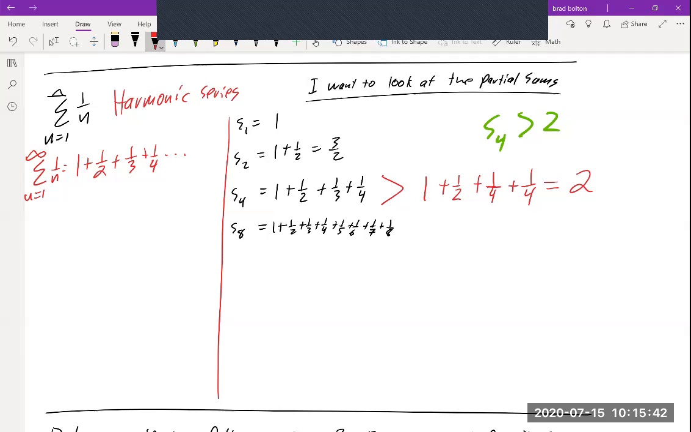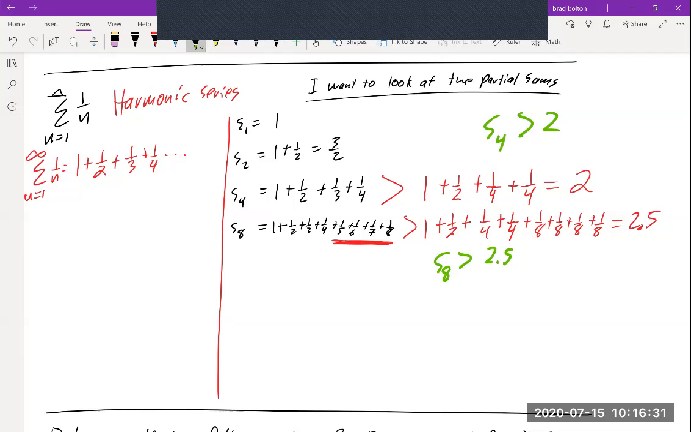Now, what if I did something similar for S sub 8? Let me show you what I'm going to do. I'm going to do 1/2 plus 1/4 plus 1/4, just like before, and now I'm going to replace the rest with 1/8. You'll see why in a second. That is actually equal to 2.5. If you add those fractions up, you get 2.5. And it's obvious, once again, that the left side is greater than the right side. So we now know that S sub 8 is greater than 2.5, okay?